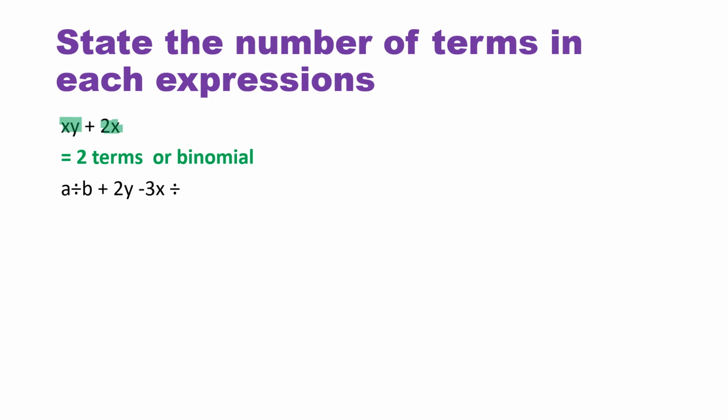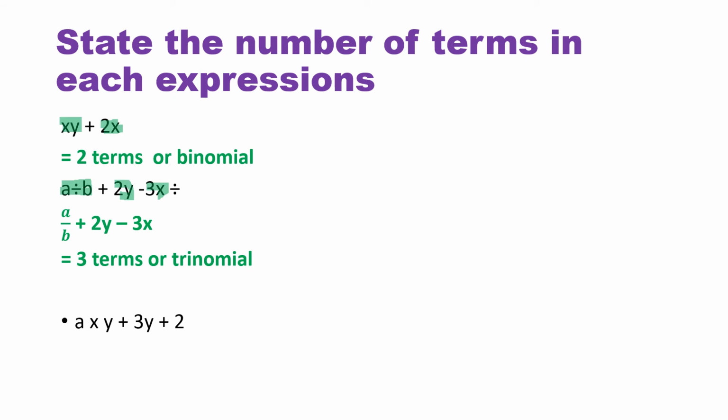Next question, a divided by b. So when you have divide and multiply sign, you take it as the same term. A divided by b means a by b, plus 2y minus 3x. So how many terms are there? Three terms. So a divided by b is written as a by b plus 2y minus 3x. So this is a trinomial.